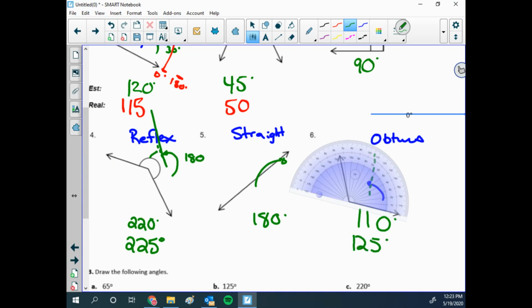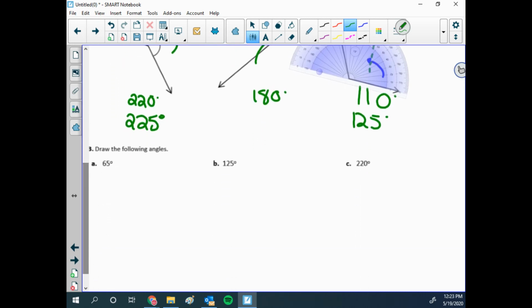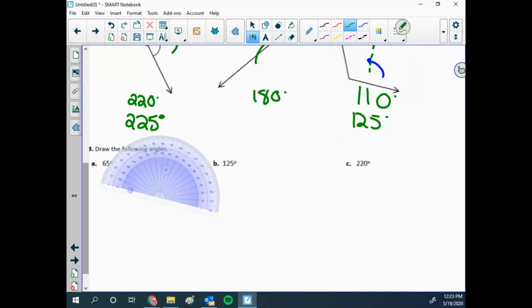Okay. Hard for me to see the protractor on those numbers. I'm not sure if it's better for you guys. All right, the next part says draw the following angles.